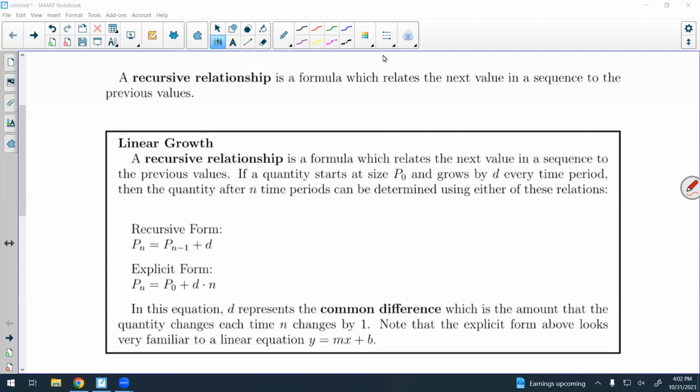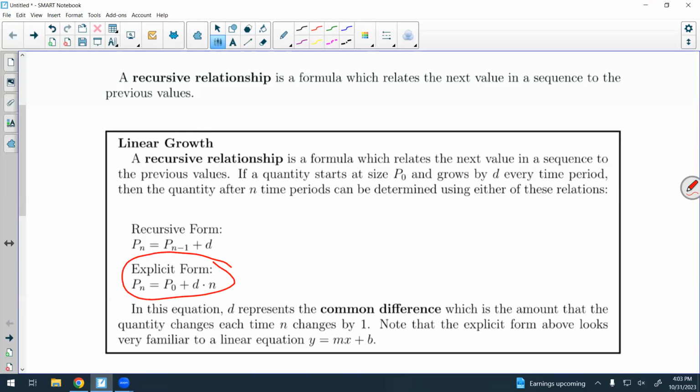So a recursive relationship is a formula which relates the next value in a sequence to the previous value. If a quantity starts at size p sub zero and grows by d every time period, then the quantity after n time periods can be determined using either of these relations. First, you have the recursive form, where p sub n is equal to p sub n minus 1, the previous value, plus d. Or you have the explicit form, where p sub n equals p sub 0 plus d times n. This is my preferred method.